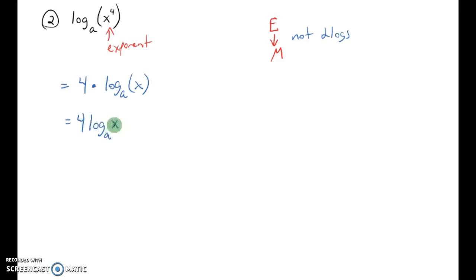You can just write it as 4 times log base a of x. You don't need the dot for times, and you don't need parentheses around the x, because you're taking log base a of just x. And that's all you can do with this one. So exponents, when you expand, sort of jump down to the front of the log that they're involved in. This property gets easy to use.